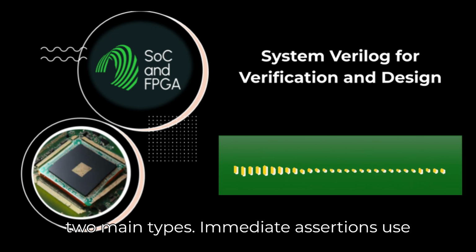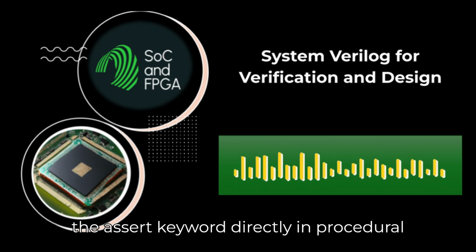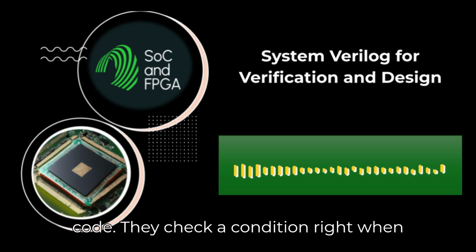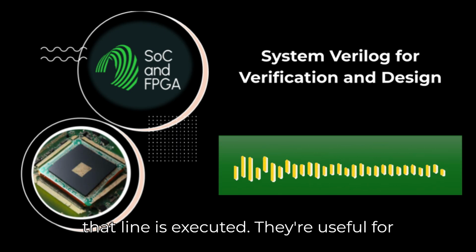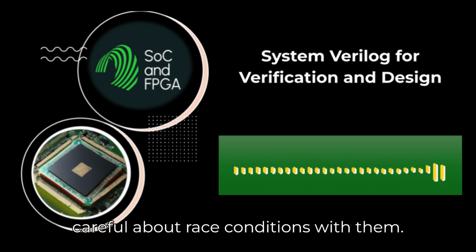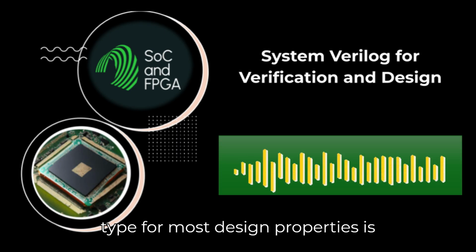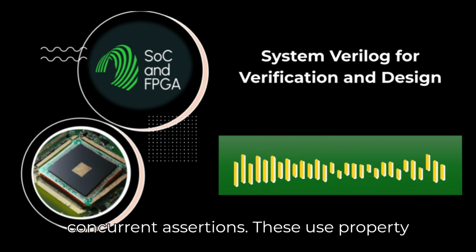There are two main types. Immediate assertions use the assert keyword directly in procedural code. They check a condition right when that line is executed. They're useful for specific checks, like ensuring a reset condition is met. But you have to be careful about race conditions with them. Okay. And the other type? The more powerful type for most design properties is concurrent assertions.